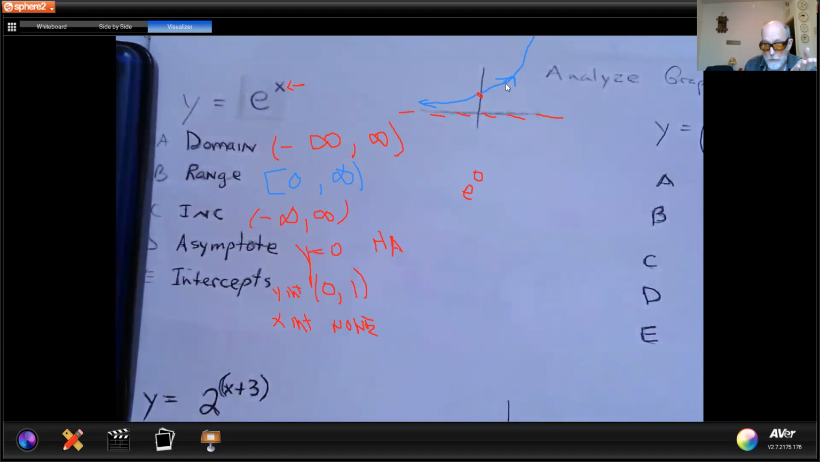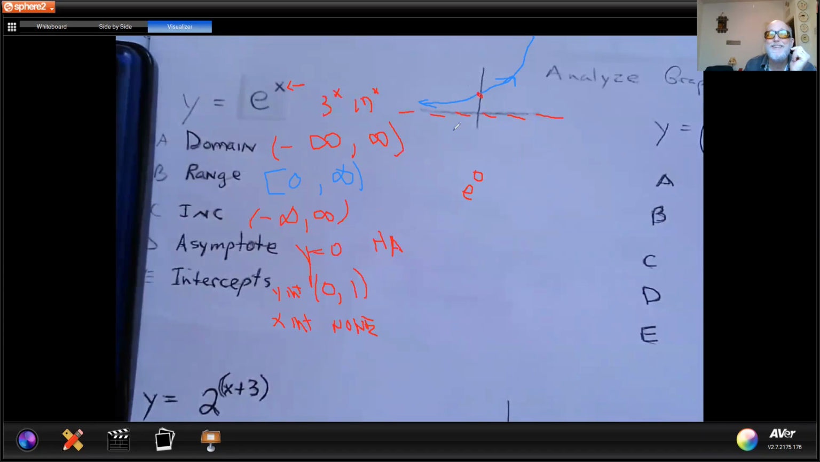The asymptotes are the same for any value that's bigger than 1. So if I wanted you to graph, let's say, 3 raised to the x, it'd be the same graph. What about 17 raised to the x? It would be the same graph. As long as it's bigger than 1, the graph is going to look like this blue line. It's going to have the same asymptote. It's going to have the same intercepts.